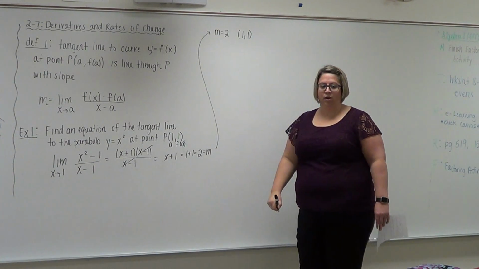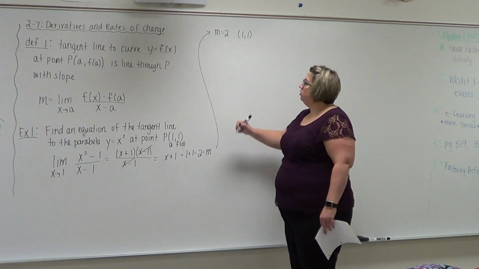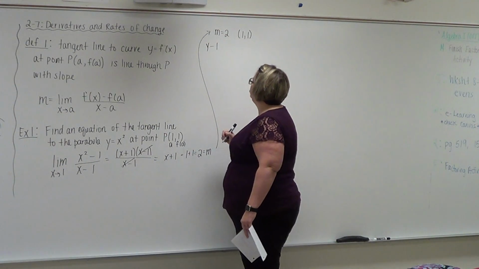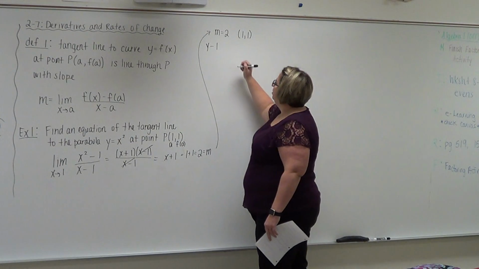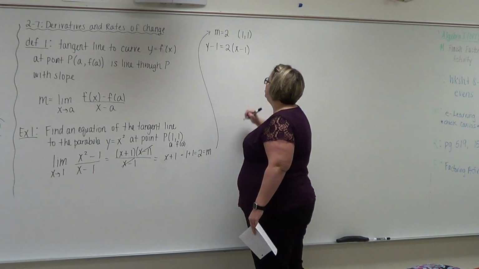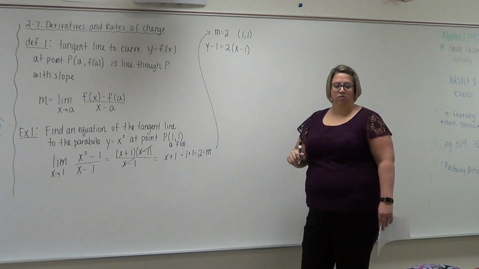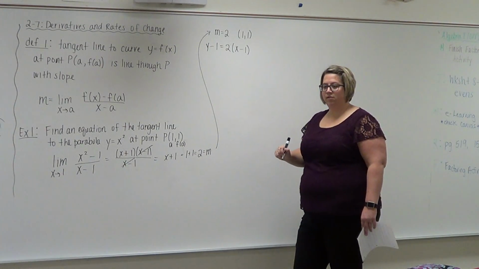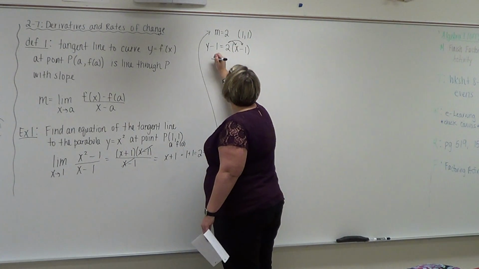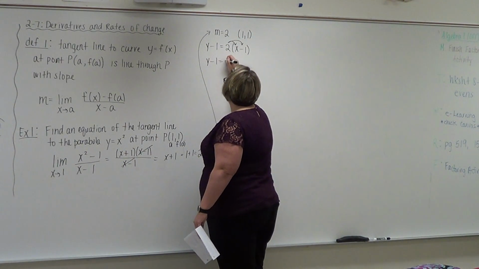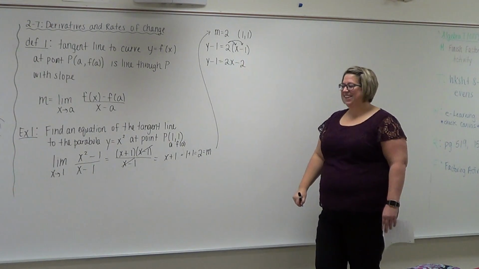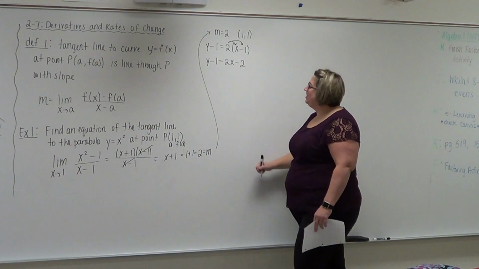So now we have to write our equation. If I use point slope form, y minus the y number, so y minus 1 equals my slope times x minus the x number. You remember point slope form now? Okay, and then distribute. So y minus 1 equals 2x minus 2.